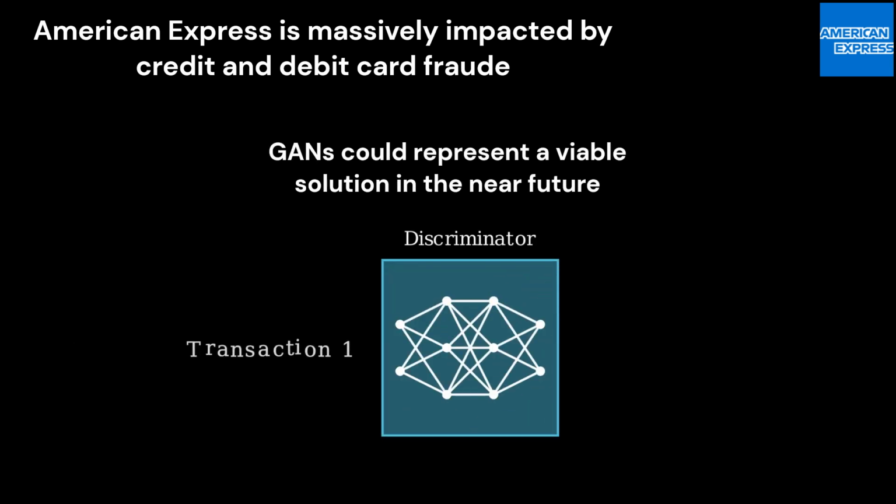American Express, being one of the biggest financial companies and credit card providers, is subject to massive loss due to credit and debit card fraud. To solve this problem, American Express invested in GANs in order to detect fraud more efficiently. Currently, companies like American Express that have to deal with fraud problems are using their customers' real data to train their models and prevent fraud.